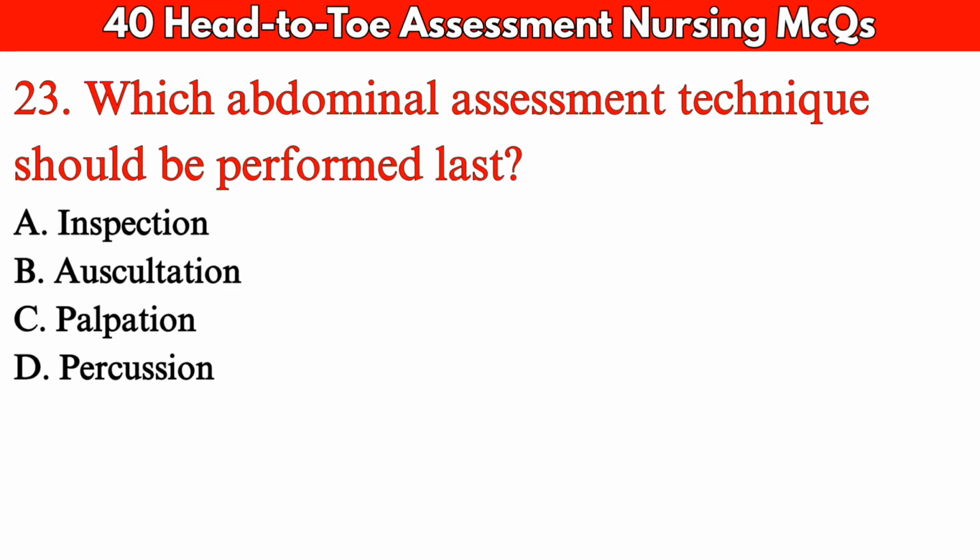Which abdominal assessment technique should be performed last? A. Inspection, B. Auscultation, C. Palpation, D. Percussion. Correct answer C. Palpation. In abdominal assessment, palpation is performed last because pressing on the abdomen can cause discomfort and stimulate bowel activity, altering bowel sounds. Inspection is done first, followed by auscultation, then percussion, and finally palpation.